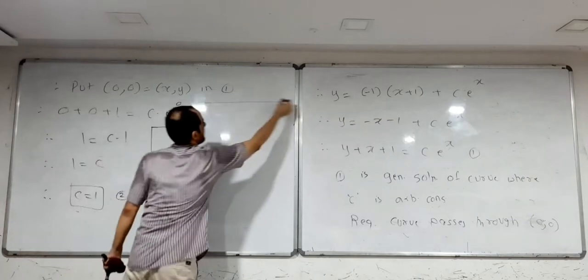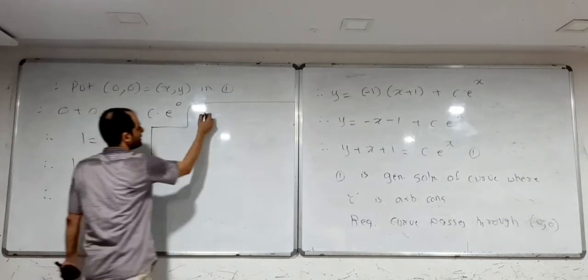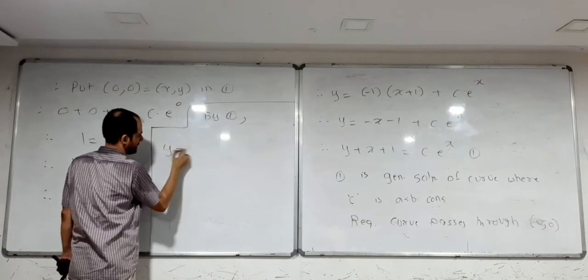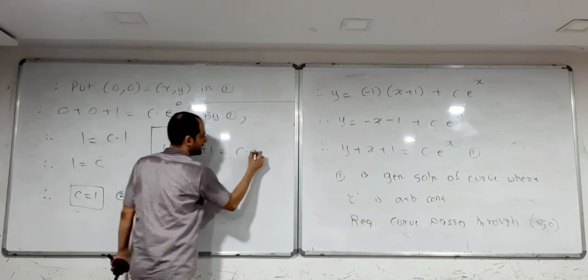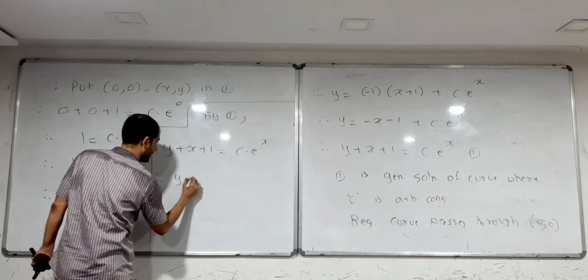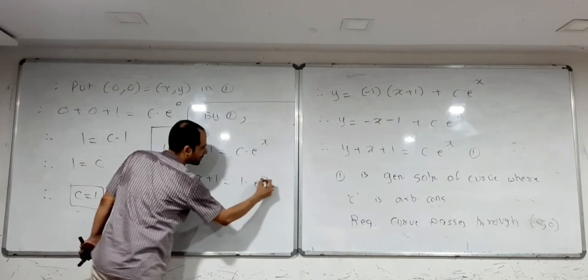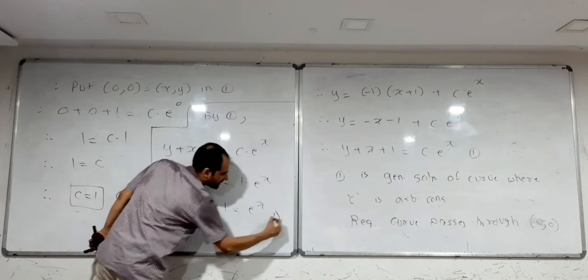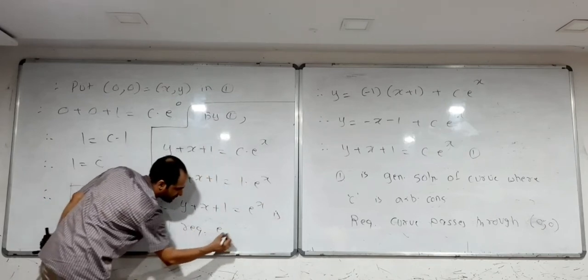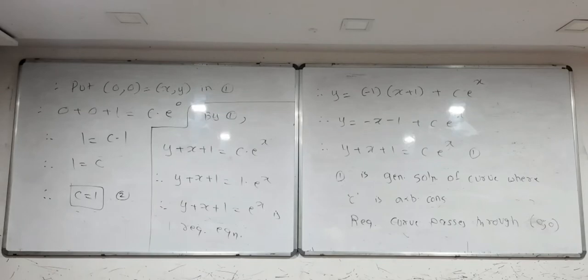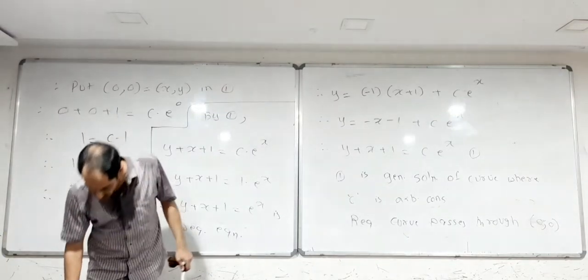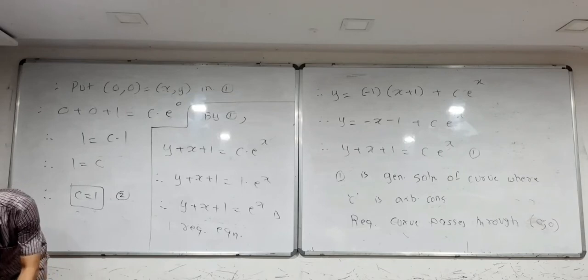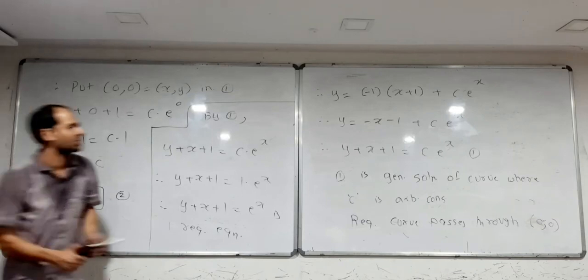Okay, now we are having y plus x plus 1 is equal to e raised to x. Therefore y plus x plus 1 is equal to 1 into e raised to x. Therefore y plus x plus 1 is equal to e raised to x is the required equation of the curve. Question number 16. Just 1 minute. Yes, x plus y plus 1 is equal to e raised to x.